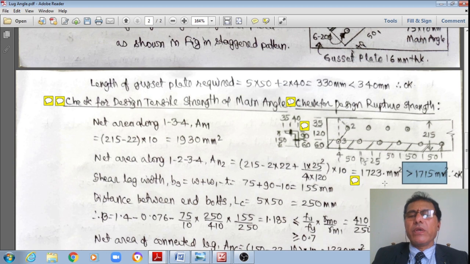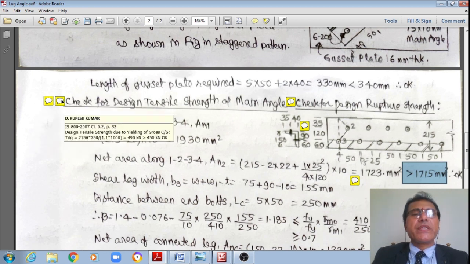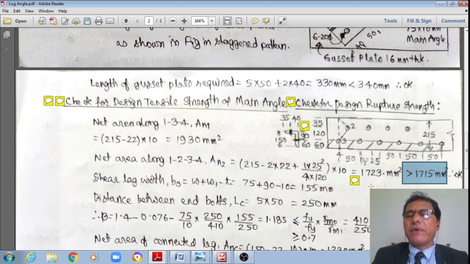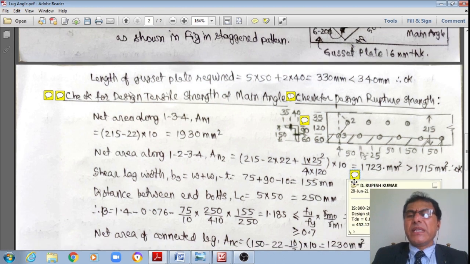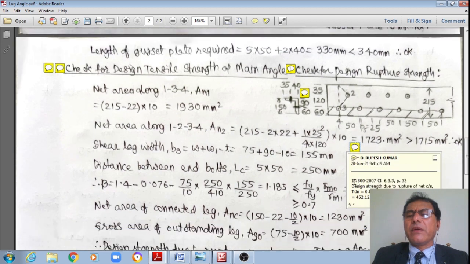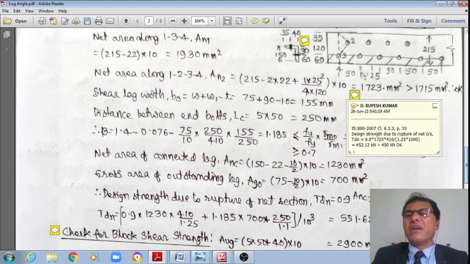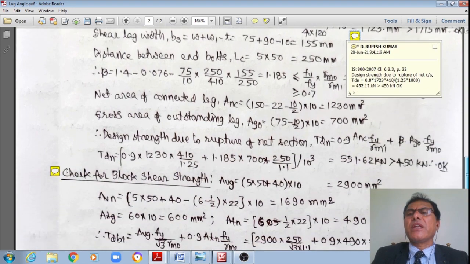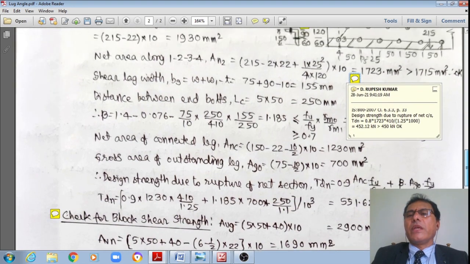Therefore it is okay. Once it is okay, no further check is required as per this Codal specification. As per this clause 6.2, no further check is required, but nevertheless I'll simply proceed with further checks, asking what is the design tensile strength due to rupture of this net cross section.